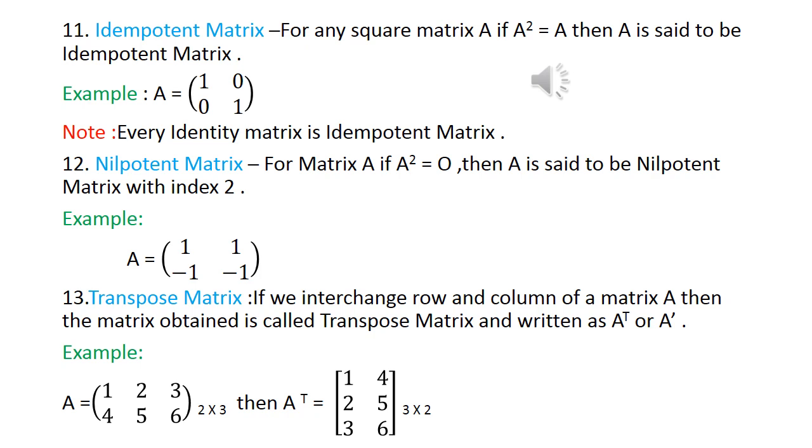12th one is nilpotent matrix. A matrix A is said to be a nilpotent matrix if A square is a null matrix. That means if we multiply A with A, then we get a null matrix. For example, A is equal to [[1,1],[-1,-1]]. That is a nilpotent matrix.